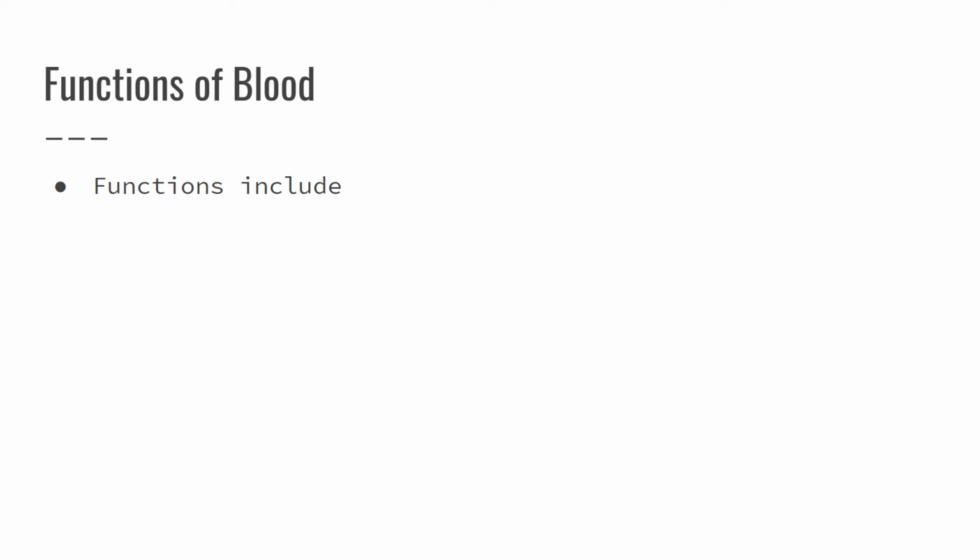Functions of blood. Blood has like a bazillion functions, but we're going to split it into three different categories so that it's a little bit easier to remember. Transport. Blood is responsible for transporting substances throughout our body. Regulation. Blood also regulates the levels of various substances in our bloodstream. And protection. Blood is responsible for protecting the body in multiple ways. Now let's take a closer look at each of these, starting with transport.